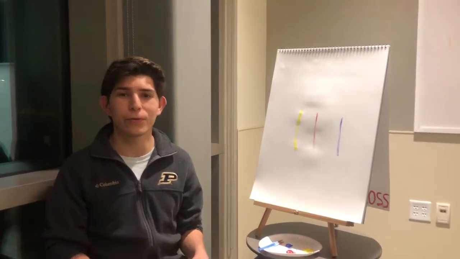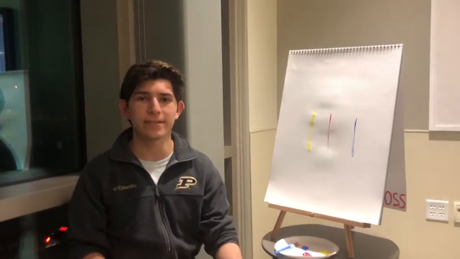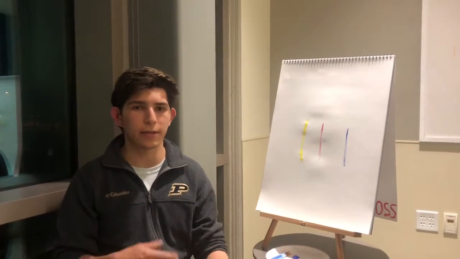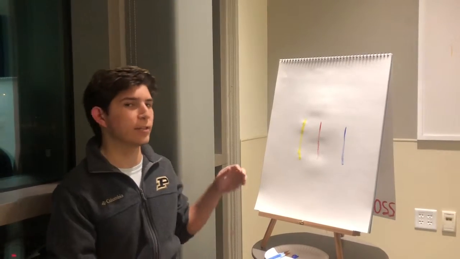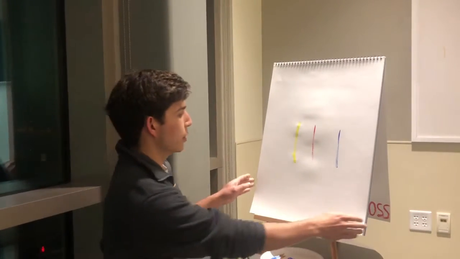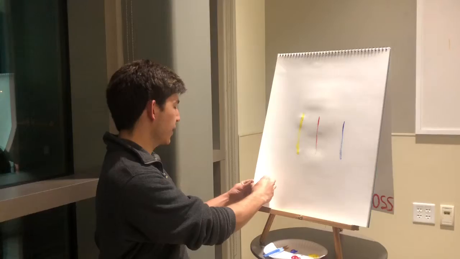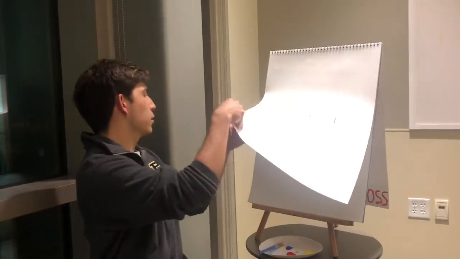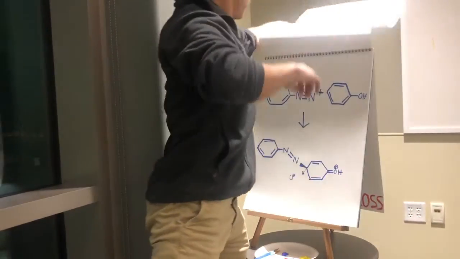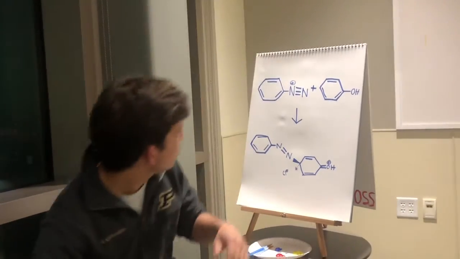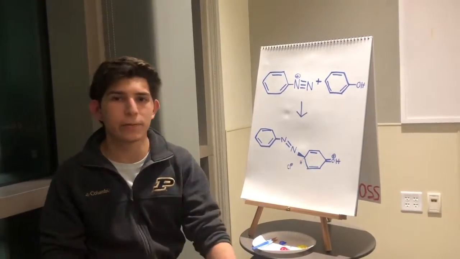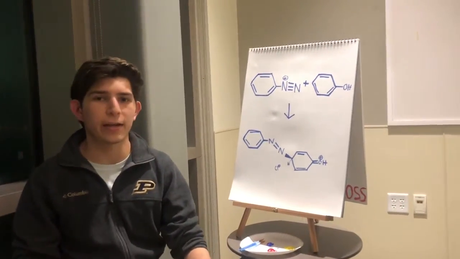So I'm going to run you through the basics of the pigments and how they are formed in an organic mechanism and what the organic structures look like. So on this next page, we've got a diazonium compound and an aromatic compound.